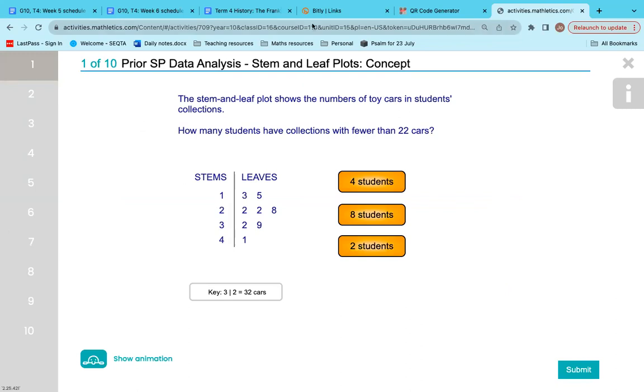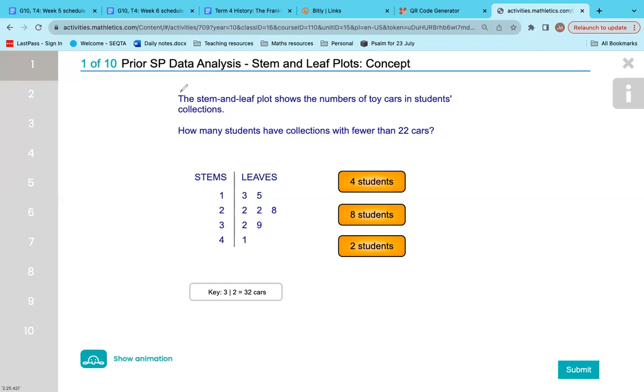And the way that they work is you have the stem here, which describes the tens of the data values. And then you have the leaves, which describes the ones. So basically, if I have a 1 here and a 3 here, together that means 13. And if I have a 2 here and the 8 over here, that means 28. So reading across, I can see I have 13, 15, 22, 22, 28, 32, 39, 41.